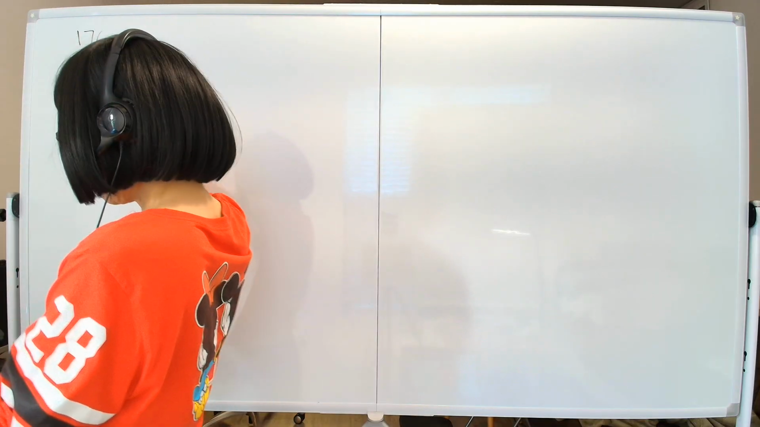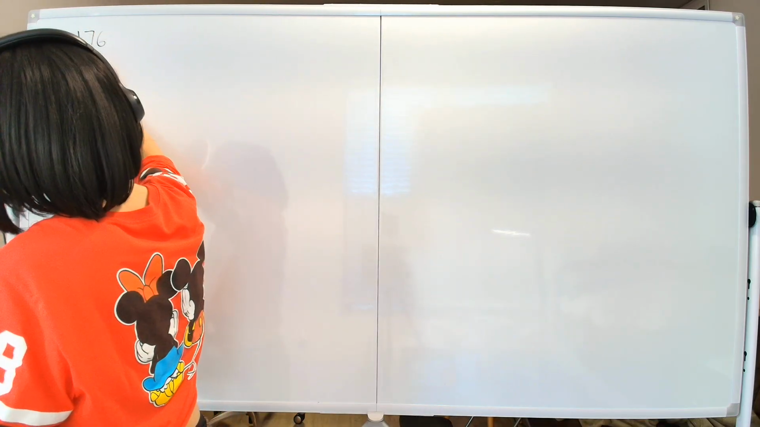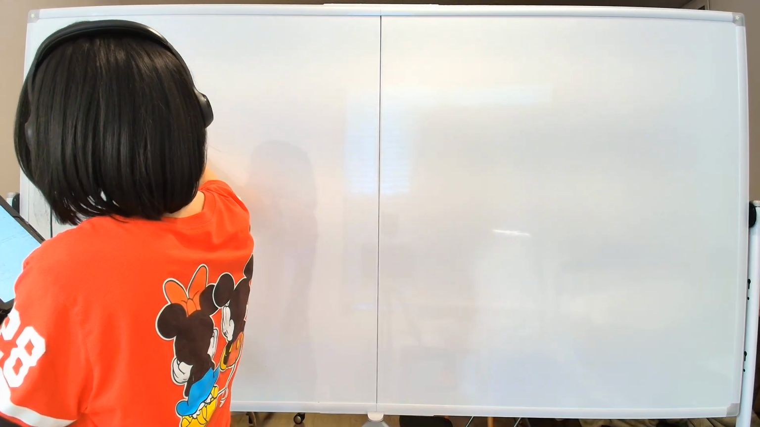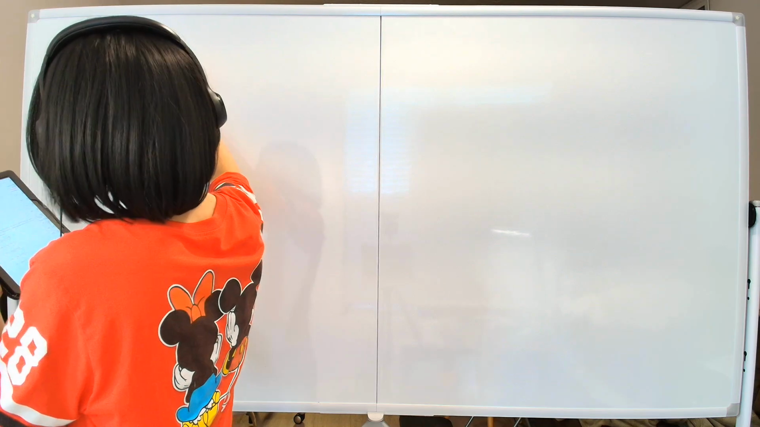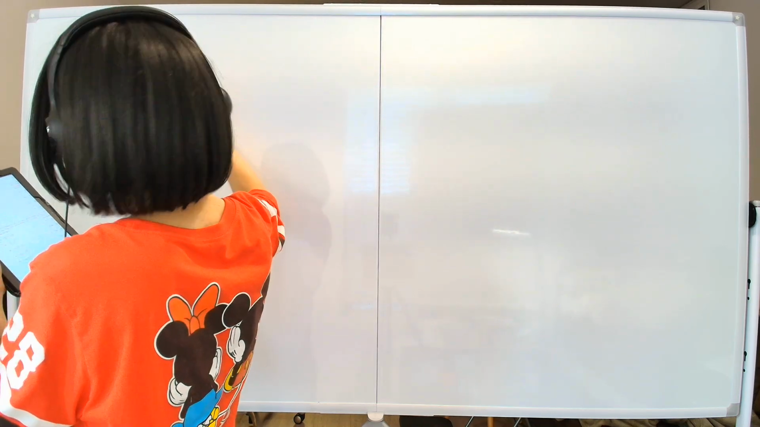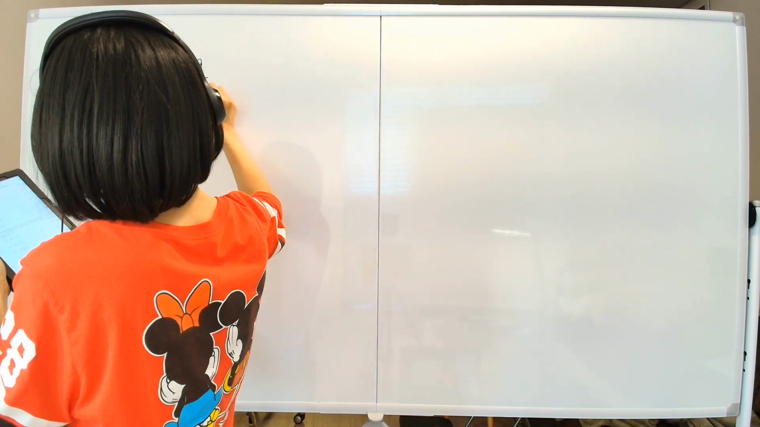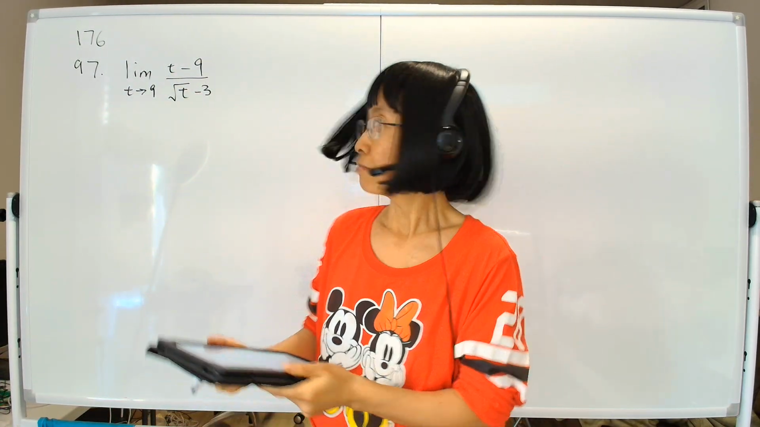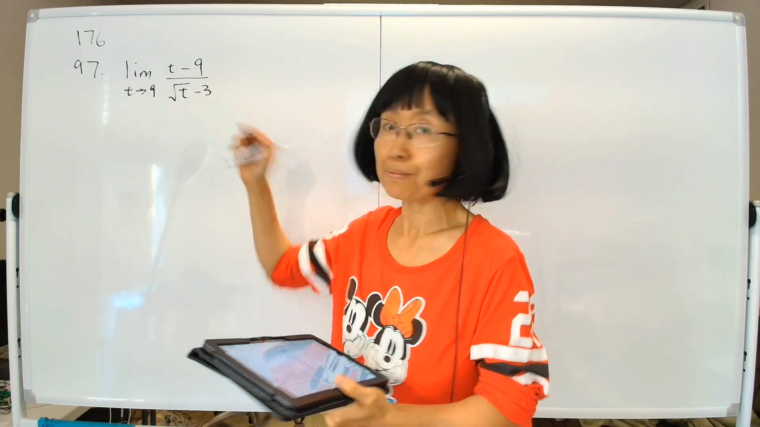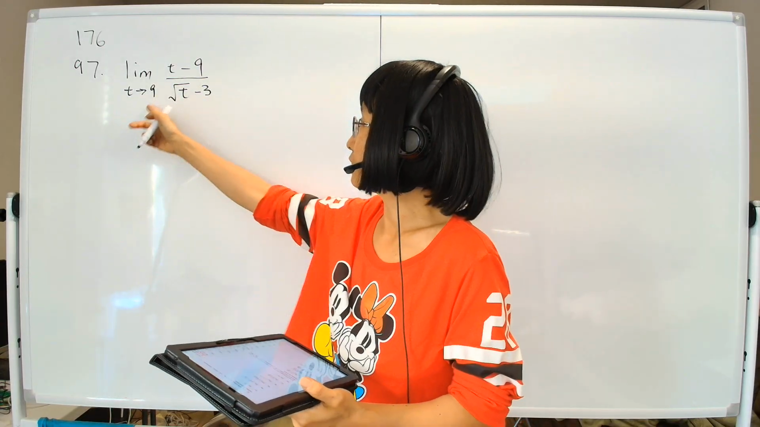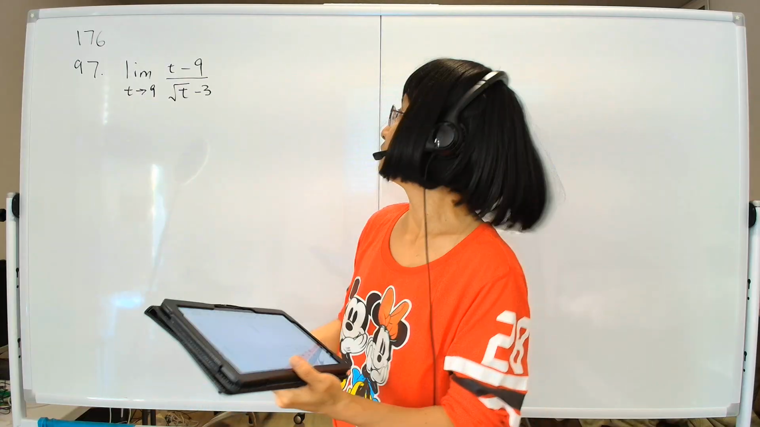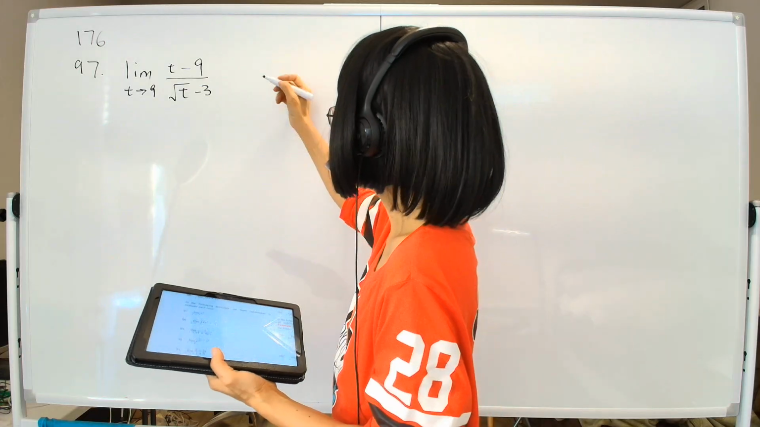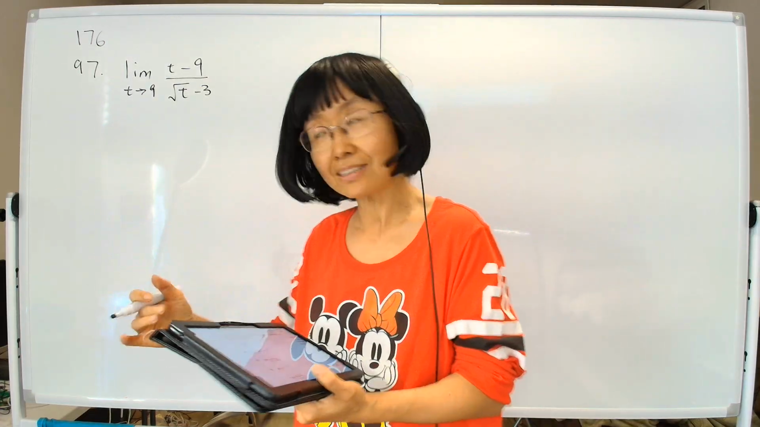Now, let's look at problem 97, where it says, find the limit as t goes to 9 of (t minus 9) over (the square root of t minus 3). As you can see, what that means is you have a 0 divided by 0 situation, right? t is going to 9, that's 0, and the denominator is also 0. The way you fix a 0 divided by 0 situation is you factor and hopefully cancel the 0 out.